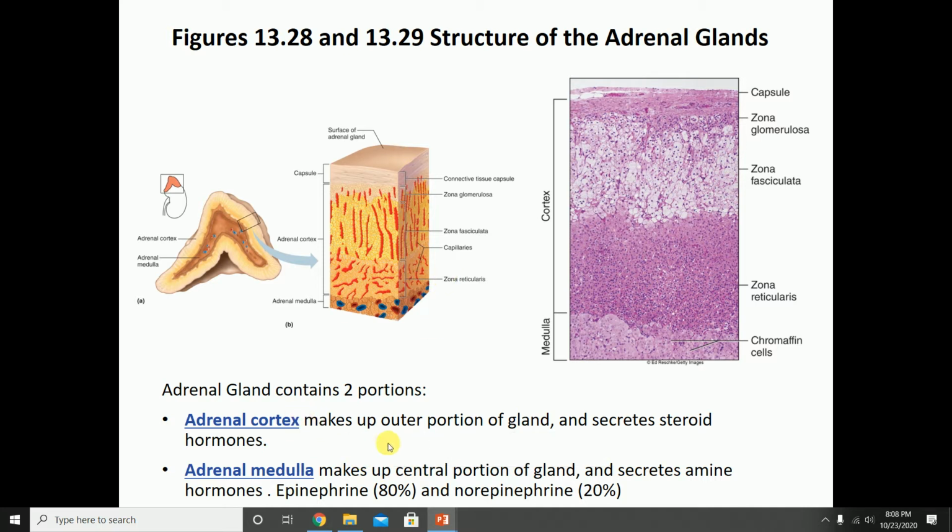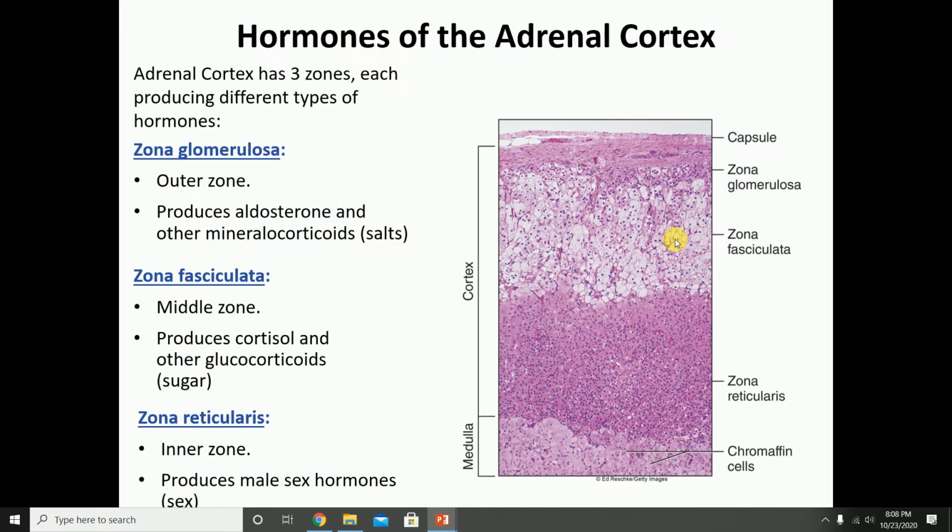The adrenal cortex is the outer portion of the gland, while the adrenal medulla is the inner portion of the gland, and that secretes the epinephrine and norepinephrine. So you can see here the medulla with the chromaffin cells, and these are the cells that release 80% epinephrine and 20% of norepinephrine. As for the cortex, it's made out of 3 different zones.